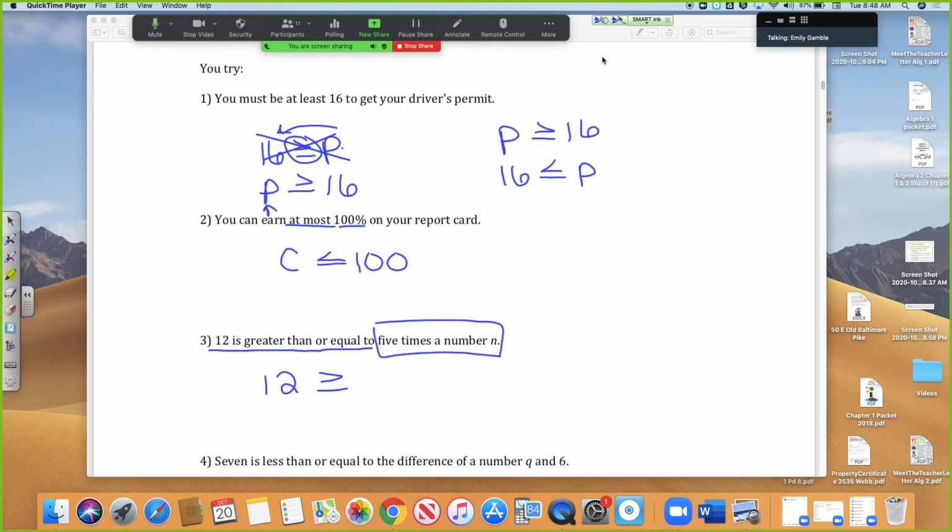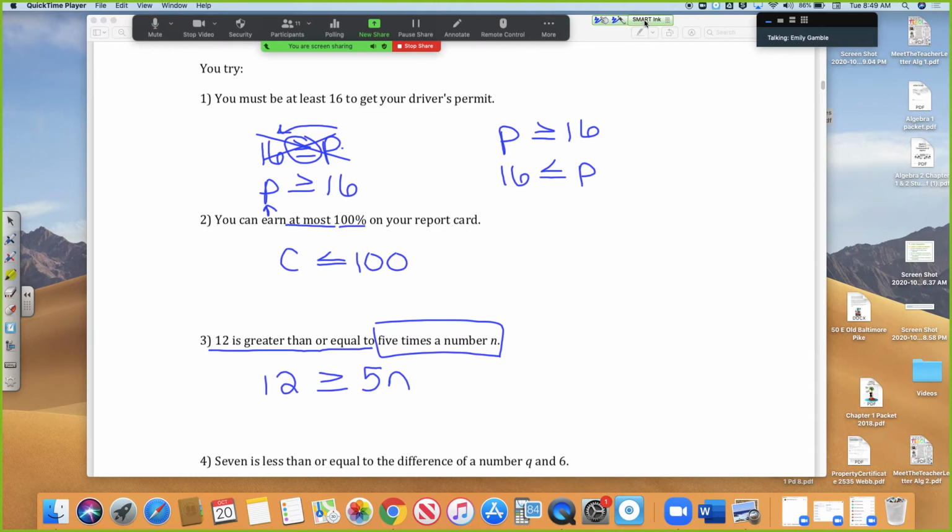This connects to what we did in the last chapter, in the last packet. 5 times the number n would be 5n, like this. Now, eventually what we're going to be doing is solving these types of inequalities, but so far we're just writing them.